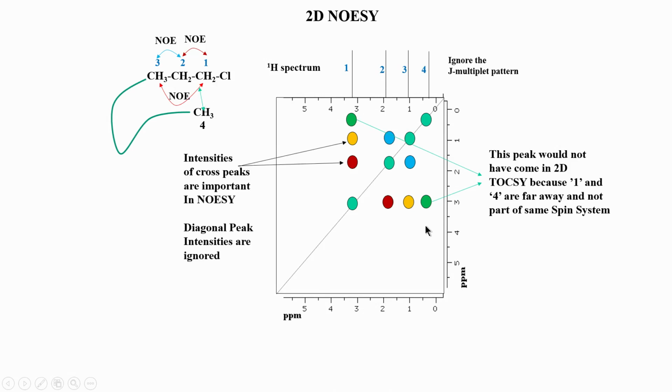So, this is basically the central idea, and the next point is what I said a few minutes ago, that we can use the intensities or area, the integral or volume of the peaks to get the distance information, and we can ignore the diagonal peak.